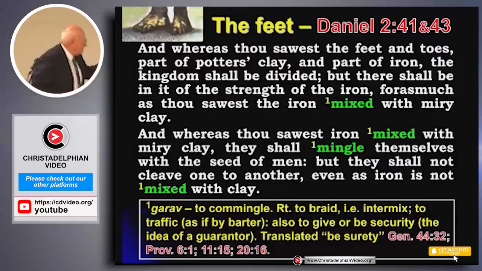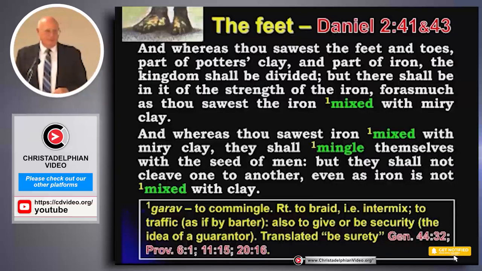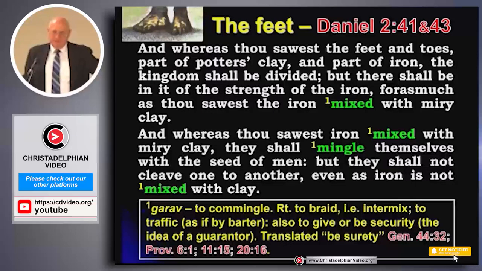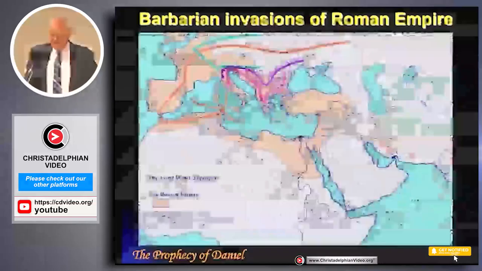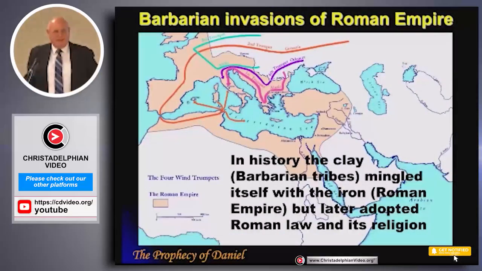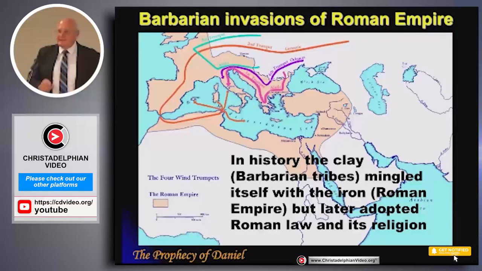But that's the meaning of the word. And that's why it was so important that the Pope be involved in the European Union's origins back in 1957. Listen to the words of Brother Sully in a moment. Now, did you read that carefully? It says in verse 43 that whereas thou sawest the iron mixed with miry clay.